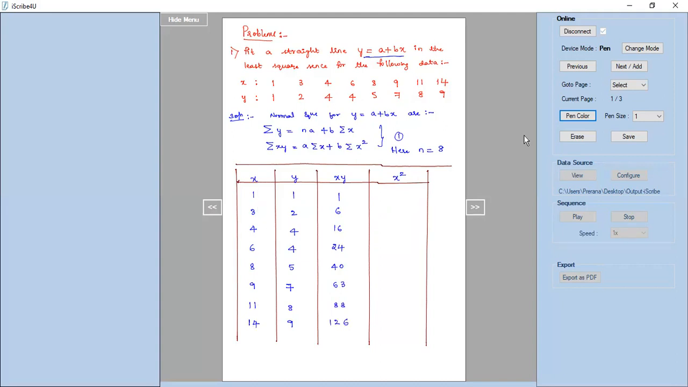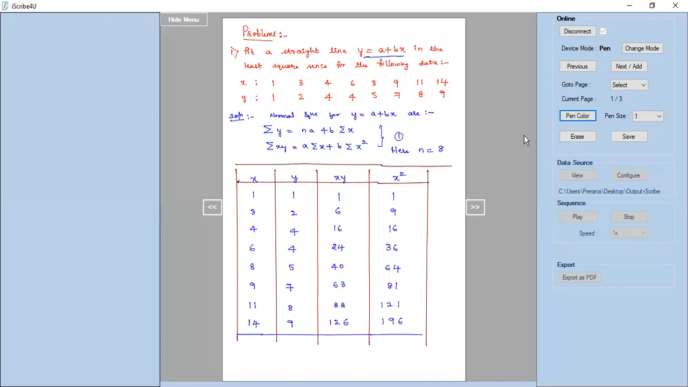So we have 1, 9, 16, 36, 64, 81, 121, and 14 square is 196. Now we need to sum up all these values.